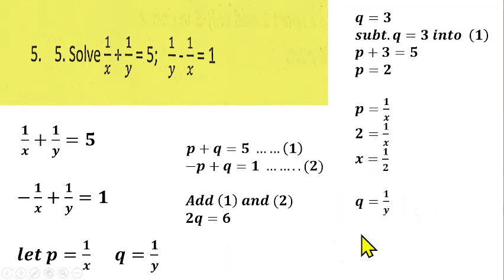Also recollect that q is equal to 1 over y, and your q is 3, so 3 equals 1 over y. If you invert this, you'll have y equal to 1 over 3. So our x is 1 over 2, y is 1 over 3.